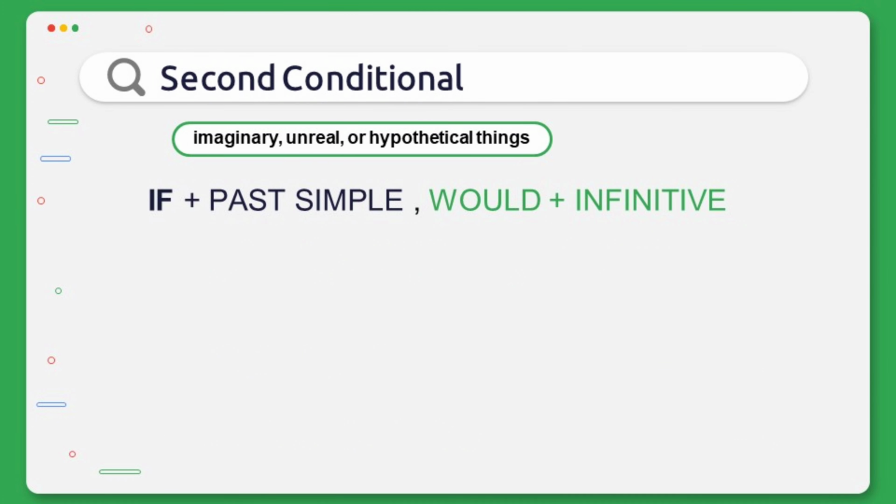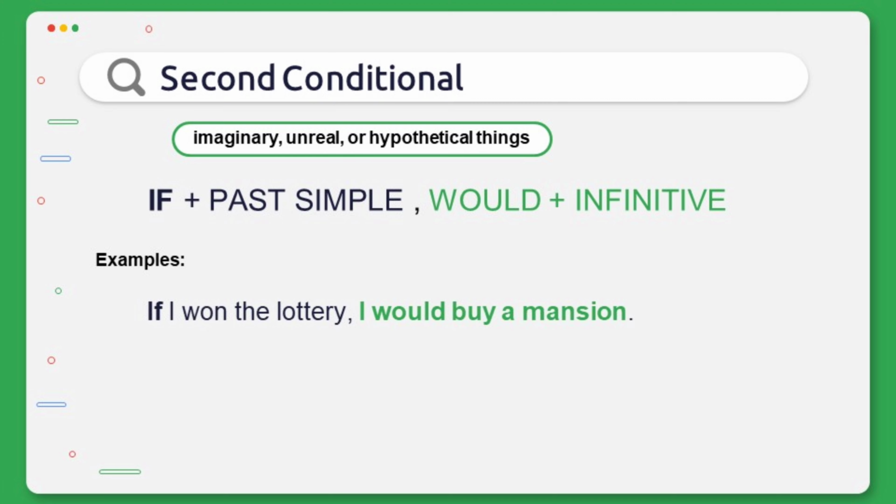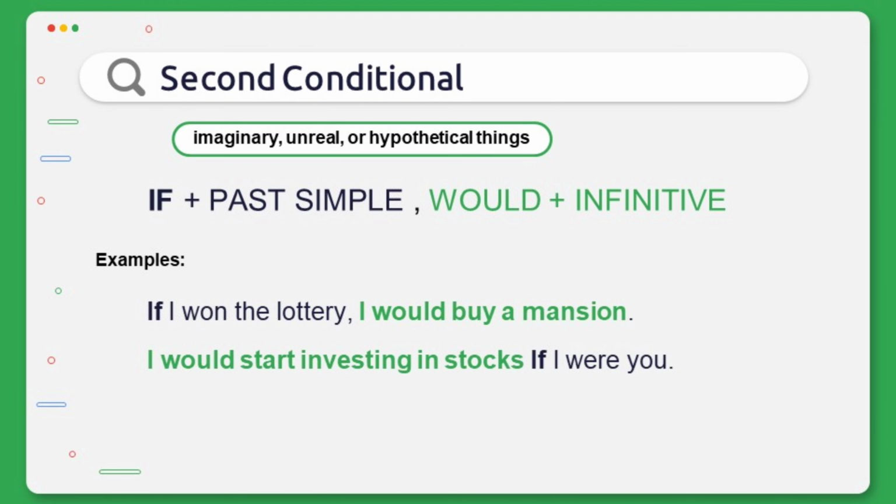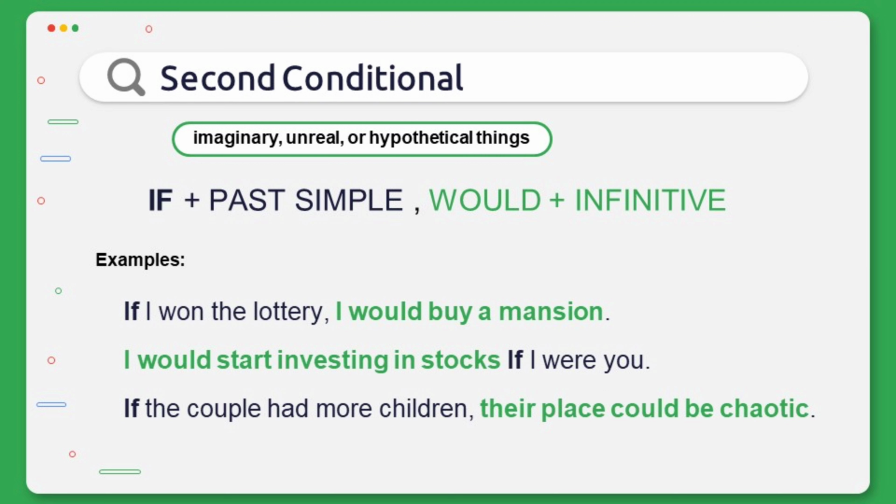And as for the second conditional, we can use it to talk about imaginary, unreal, or hypothetical things. We can also talk about things in the present that are impossible. We use the pattern if plus past simple for our if clause and would plus infinitive for our main clause. If I won the lottery, I would buy a mansion. I would start investing in stocks if I were you. If the couple had more children, their place could be chaotic.